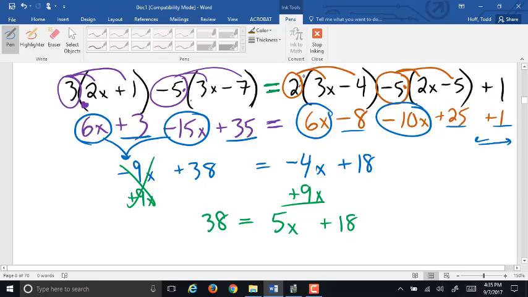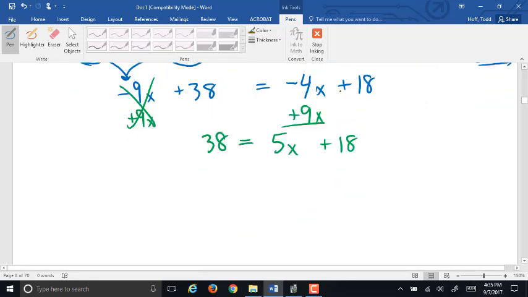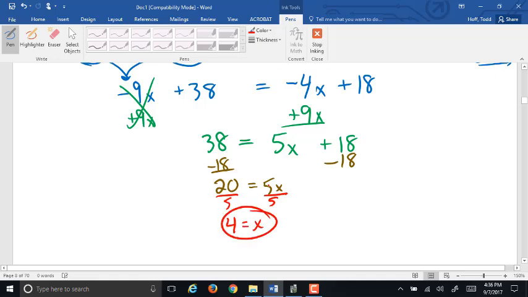Any questions so far? So what's our next step? Subtract the 18, good. So 20 equals 5x, and then divide by 5. 4 equals x. So 4 equals x, we could go back and put that back in and make sure it works. We're not going to, but I trust that you can do that. I just don't feel like going through that effort right now. That sounds horrible, doesn't it?